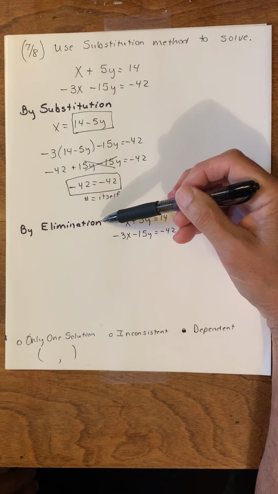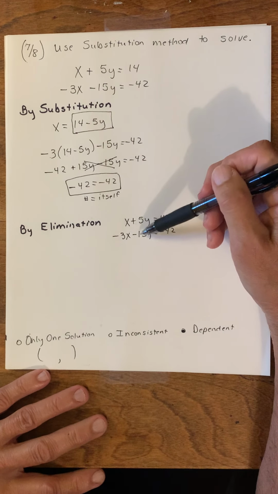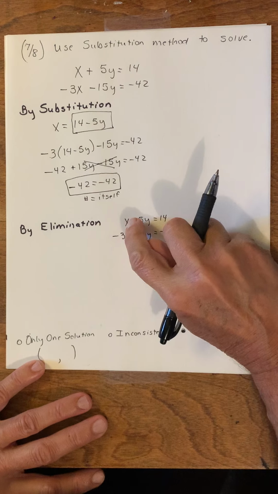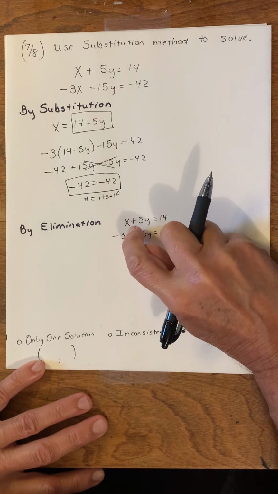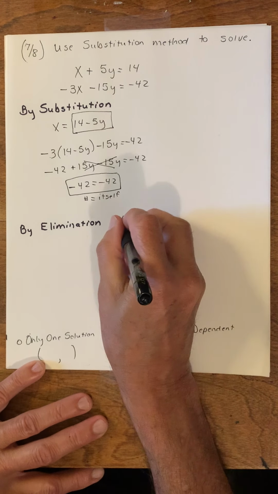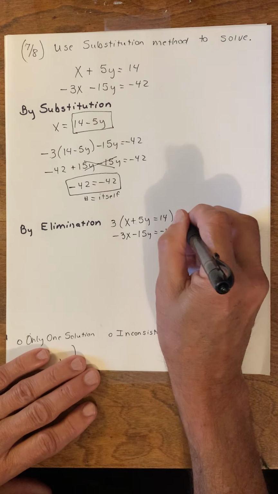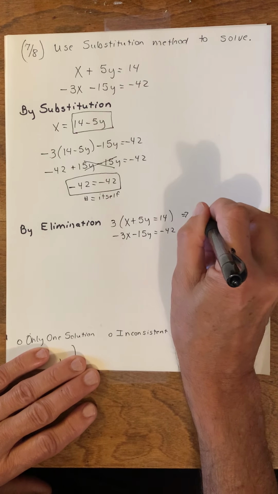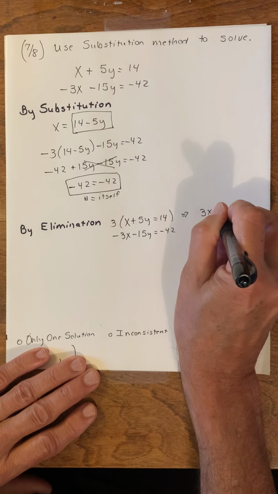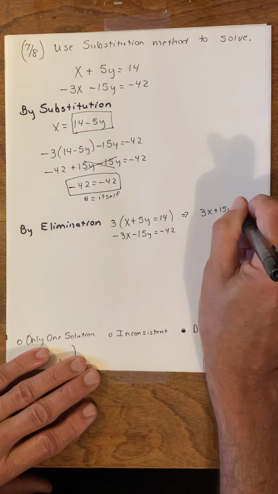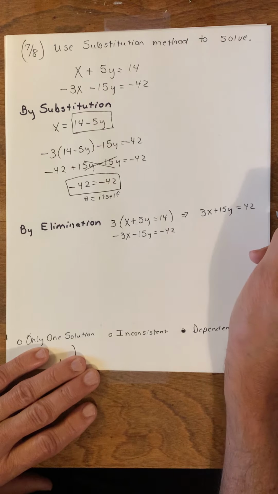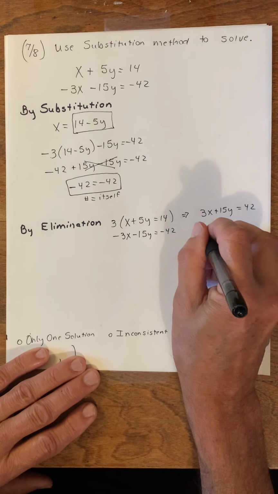Elimination method is where I look for or create opposites. Don't have any opposites, but I can sure make some. If this were 3x, it'd be the opposite of that. So I'm going to multiply this top equation, every term, by 3. And I'm going to get, rewriting this guy.